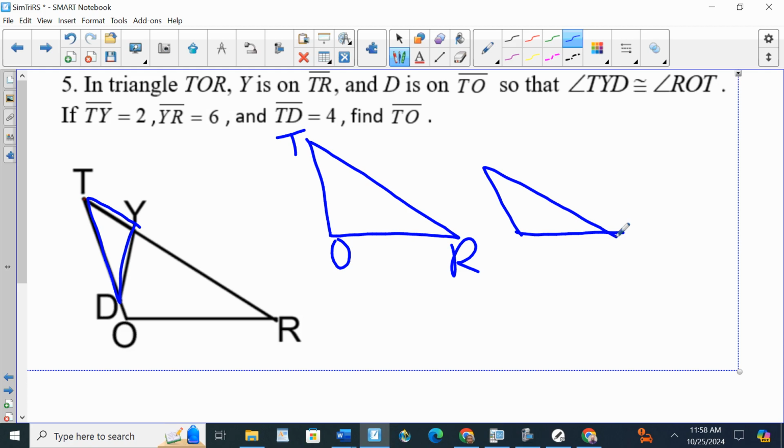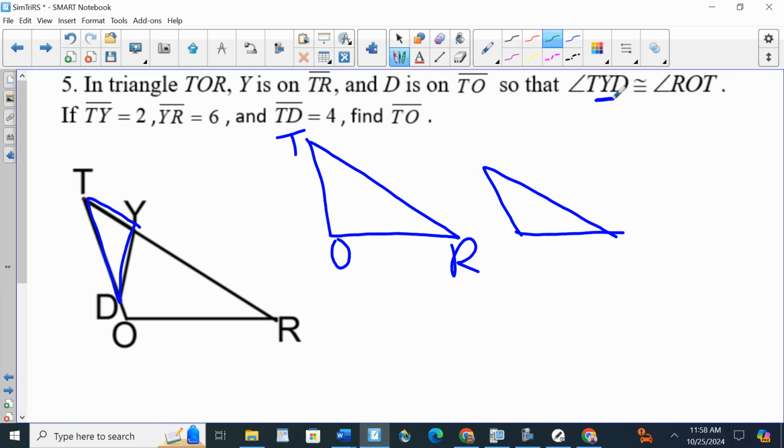Now, the tricky part is what letters correspond to what. It says here that angle Y is congruent to angle O, so O and Y correspond. In the picture, angle T is reflexive, so angle T and angle T correspond. There's only one letter left in the original small triangle, and that's B. That's how we get the letters in the right spot.